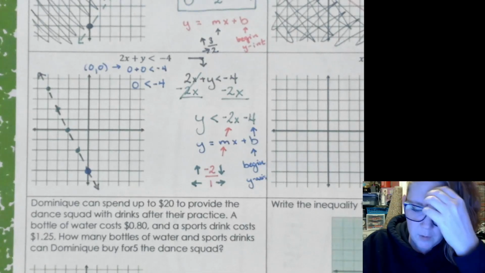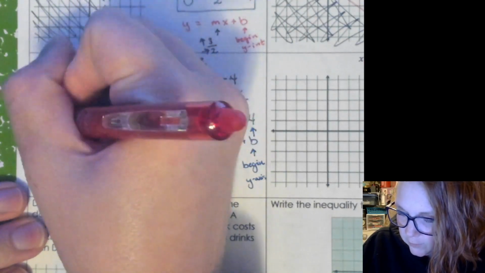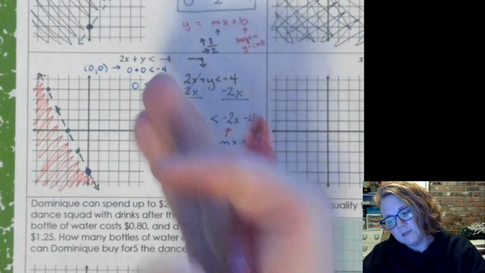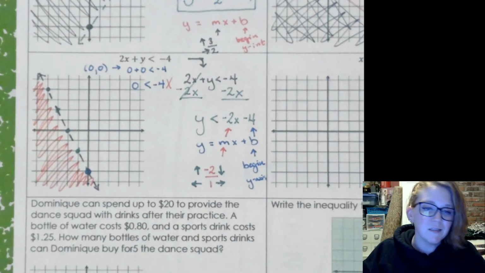So we're not going to shade on this side of the line because this didn't work. We're actually going to shade over on this side of the line. Remember, you shade on the side that it works for. So if it doesn't work on this one, shade that one. And again, you can test it if you want to.